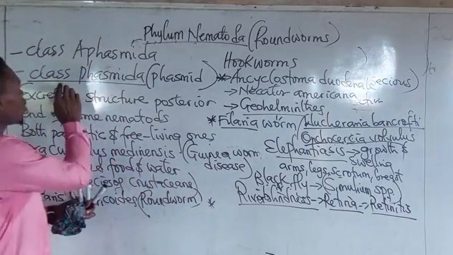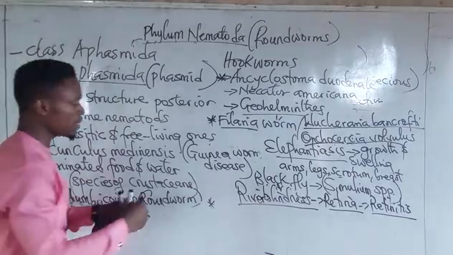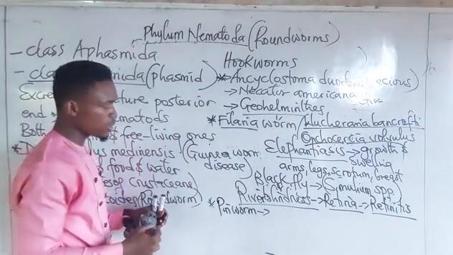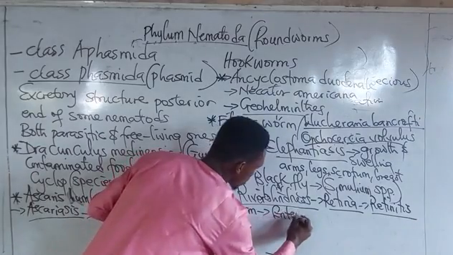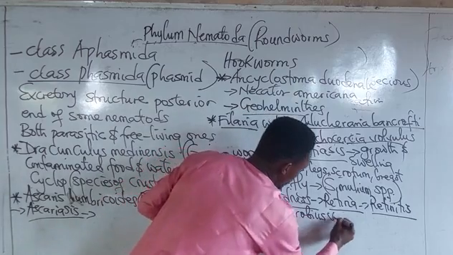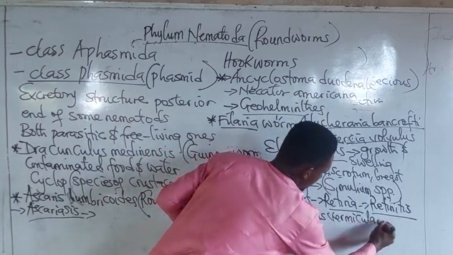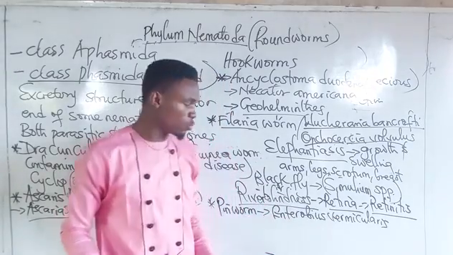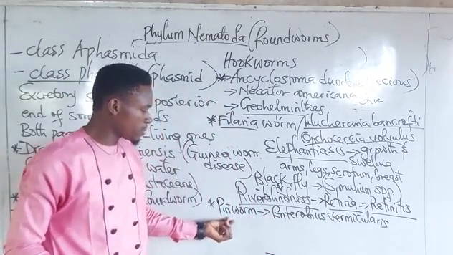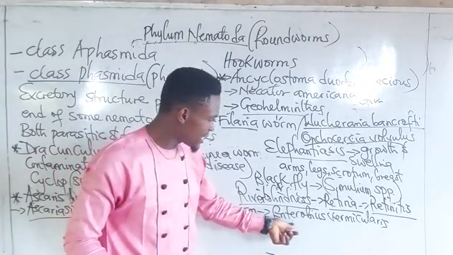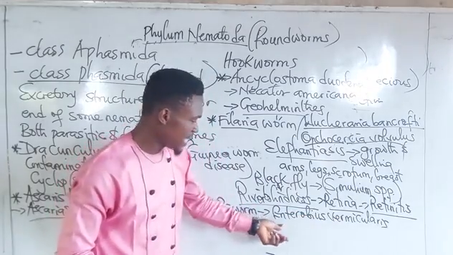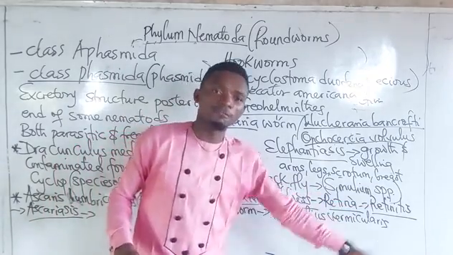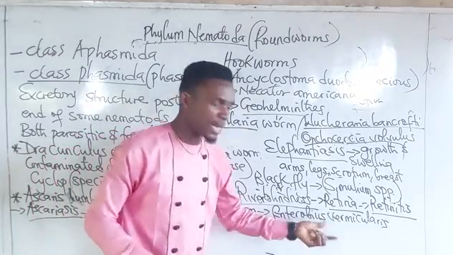Another species under class Phasmida is the pinworm. The pinworm is called Enterobius vermicularis. Pinworm is called what? Enterobius vermicularis. The disease caused by this pinworm is called what? Enterobiasis. It is a disease caused by Enterobius vermicularis. Now, how is this enterobiasis transmitted?